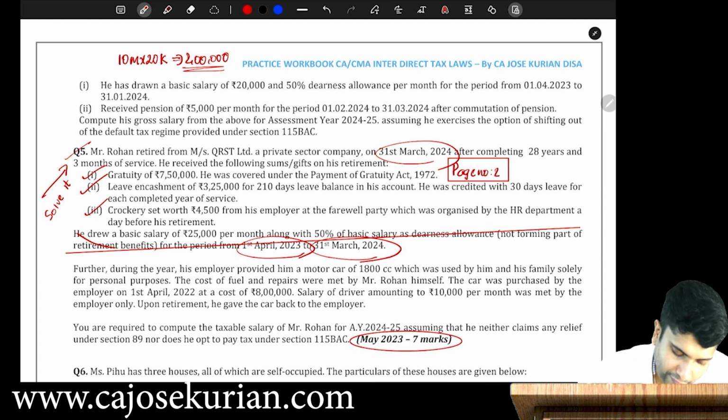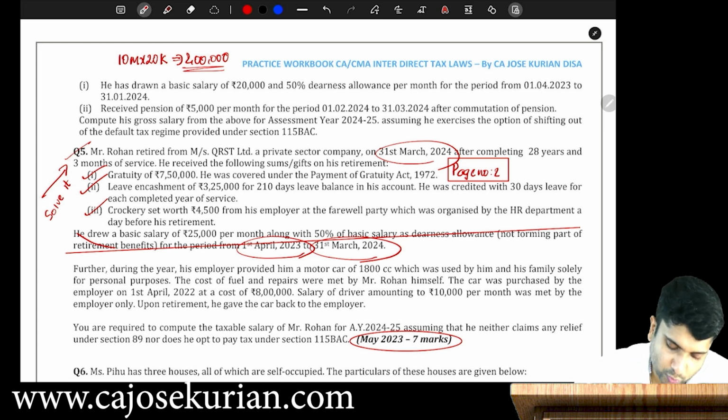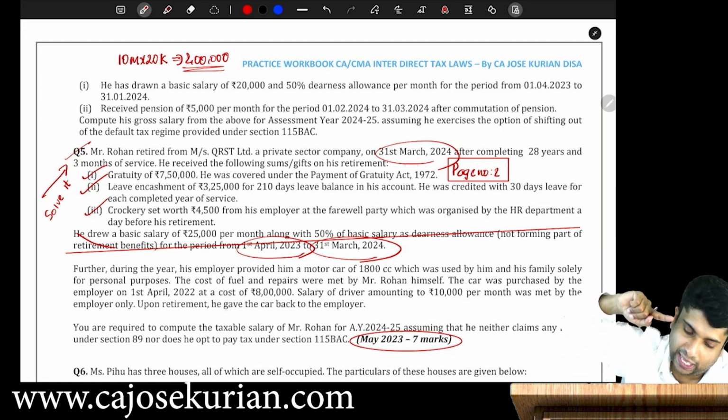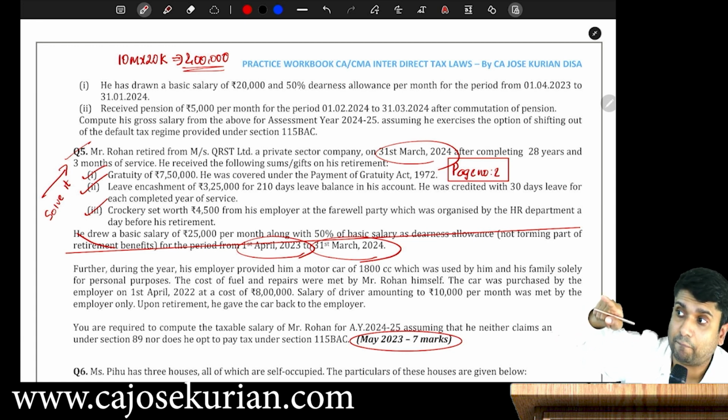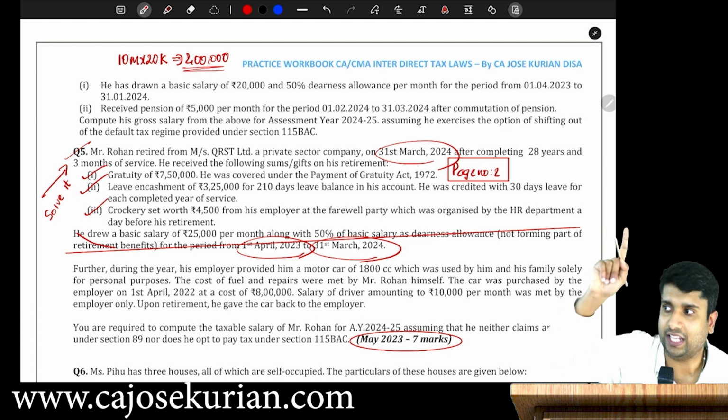Now, further, during the year, his employer provided him a motor car of 1.8 liters, that is 1,800 cc, which was used by him. Provided a car means car owned by the employer and used by the employee for personal purpose only. And how about the maintenance and running? Cost of fuel and repair were met by Mr. Rohan, the employee. So, not dual benefit, only the ownership.